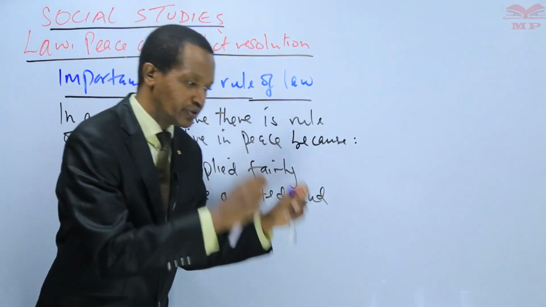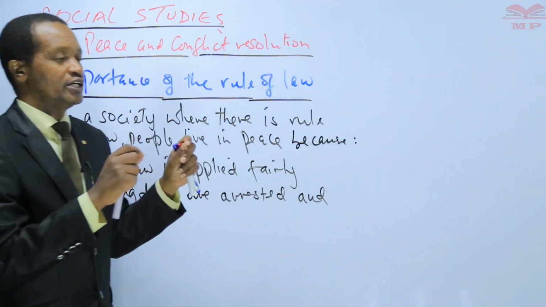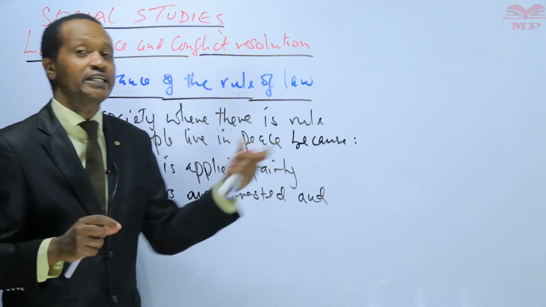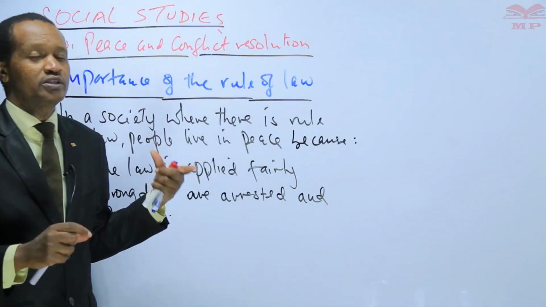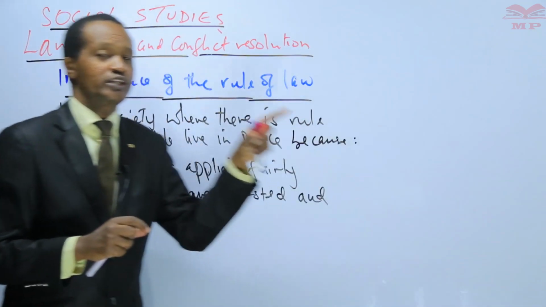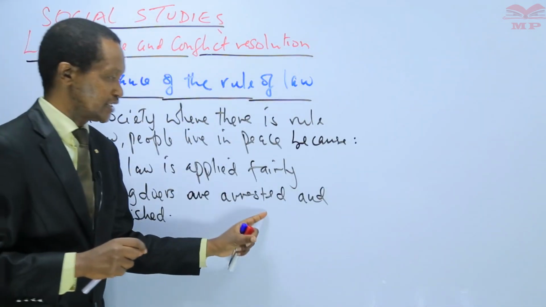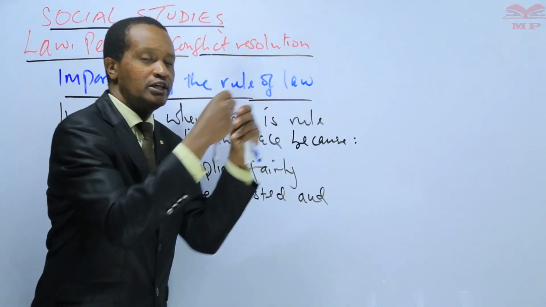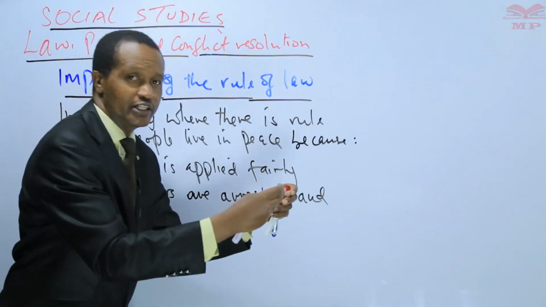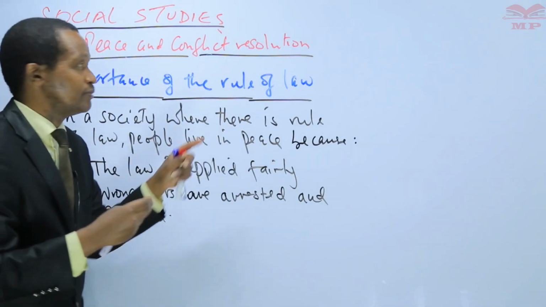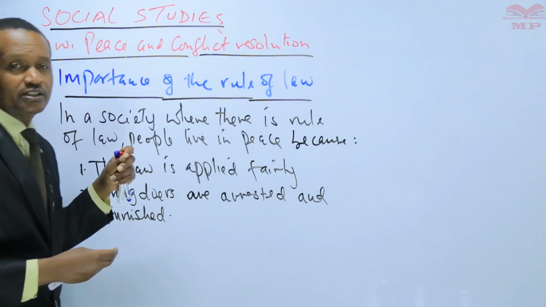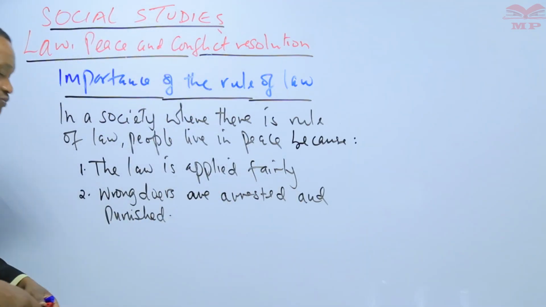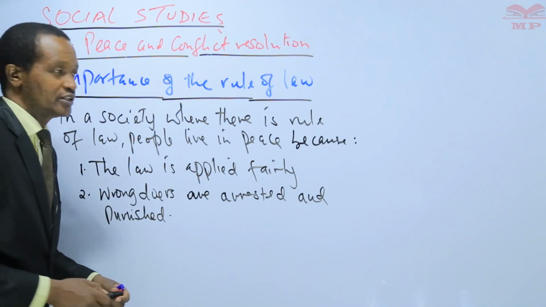There are people who don't rob, who don't steal, who don't break rules because they know if they do, they'll be arrested and punished. So that stops them from breaking the law. And if that is to happen, then people live in peace. That's why we have the law. Learners, do you understand?